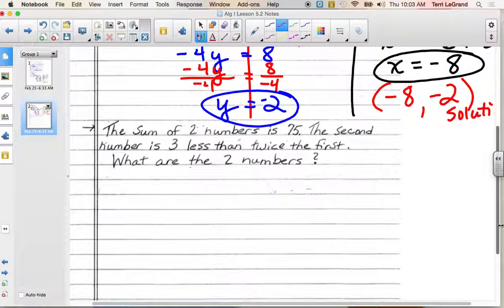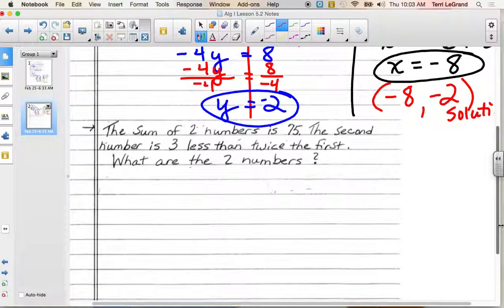No. We could be adding a positive and a negative. We could be adding two positives. We could be adding fractions, decimals. We could have all kinds of things. Well, the good news is they're going to give us some more information. The second number is 3 less than twice the first.